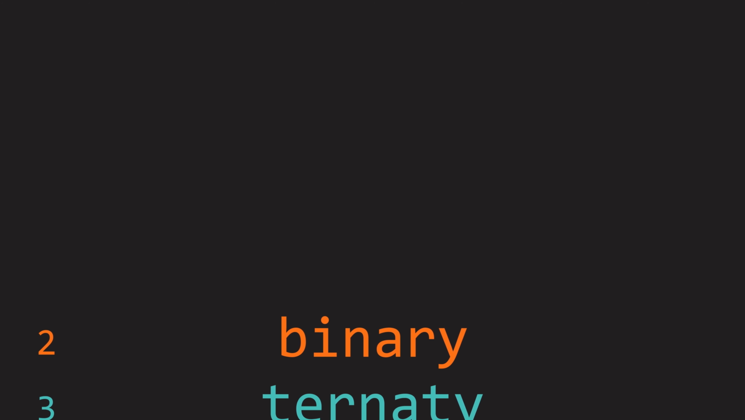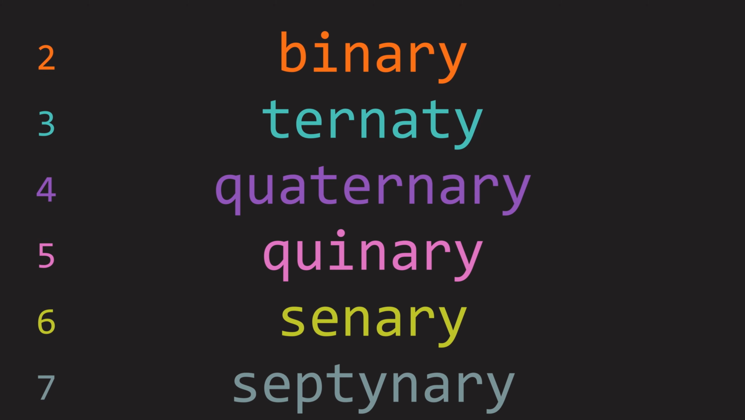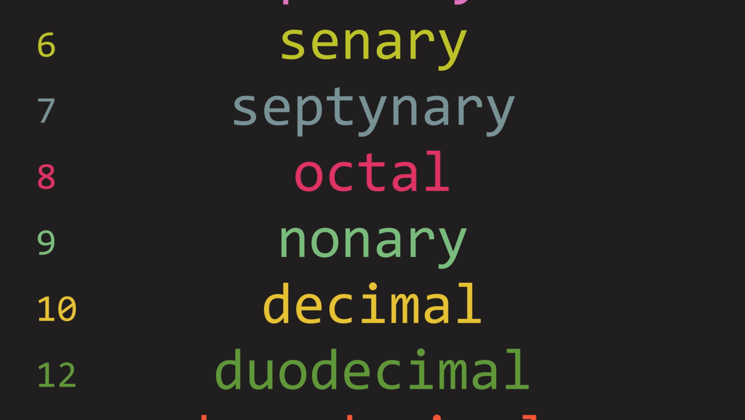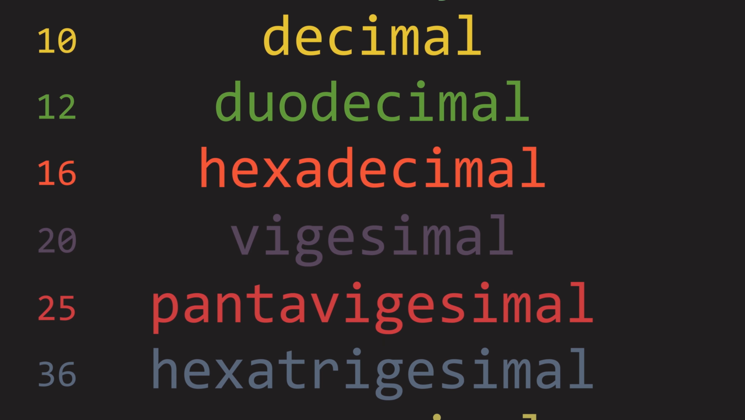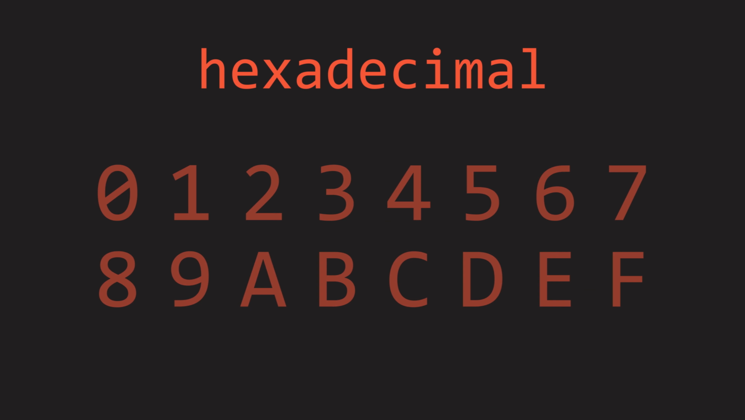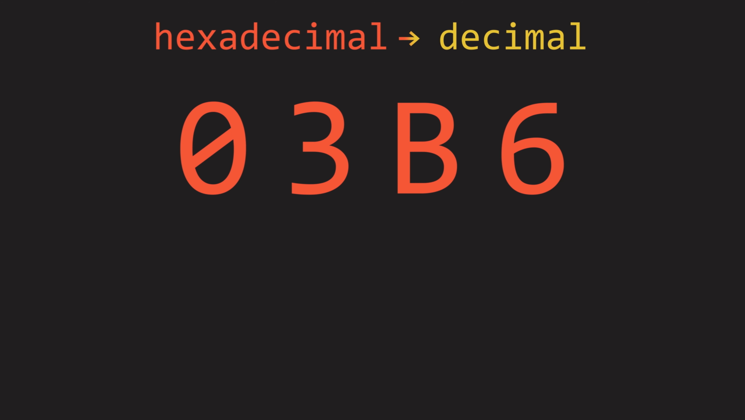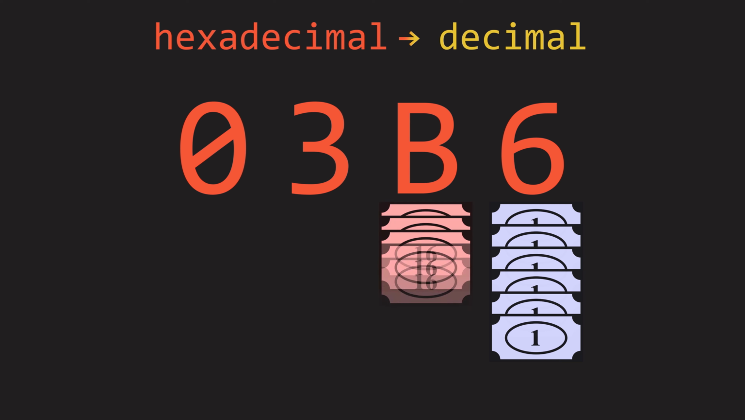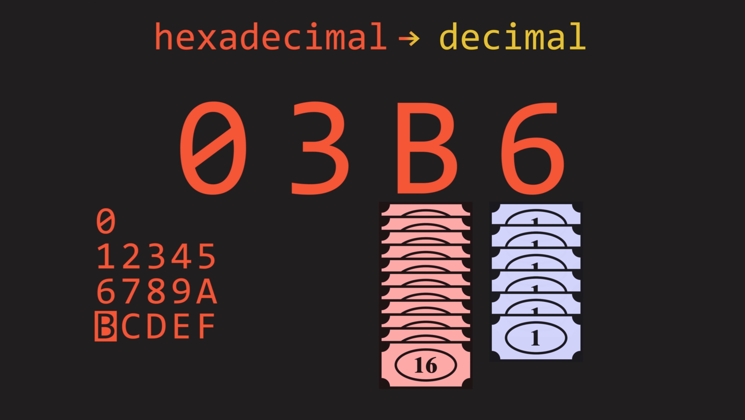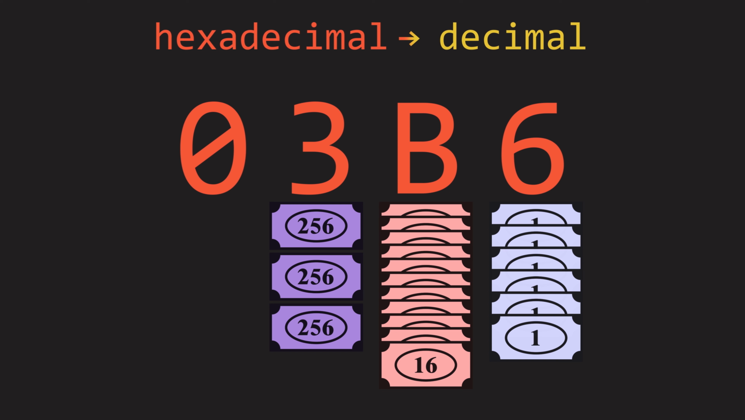Okay, so we know how base 10 and base 2 work, but there are infinitely many base systems, each having a different number of available digits. The other most commonly used base is base 16, called hexadecimal. Its 16 digits go from 0 to F, like this. Using the bill analogy, a number like 3B6 could be split into 6 1 bills, 11 16 bills, because B is the 11th digit, and 3 256 bills. 256 because that's 16 to the power of 2.